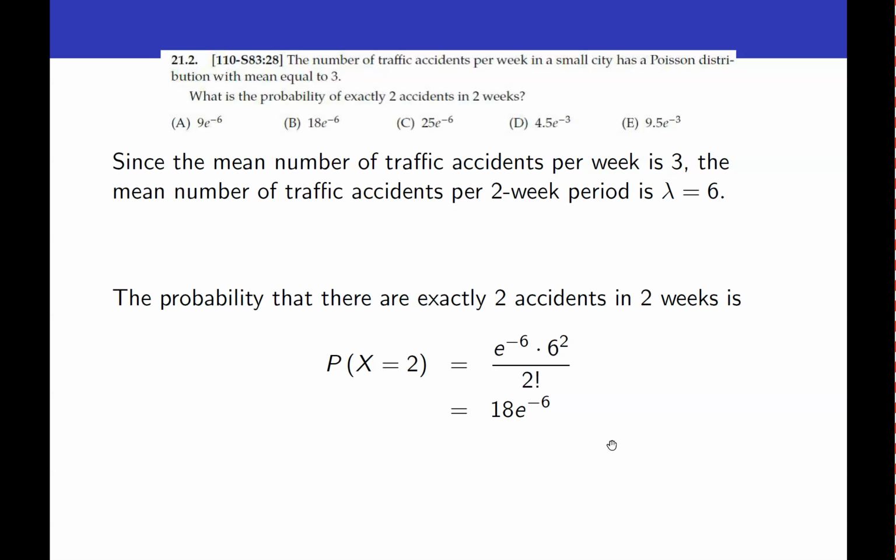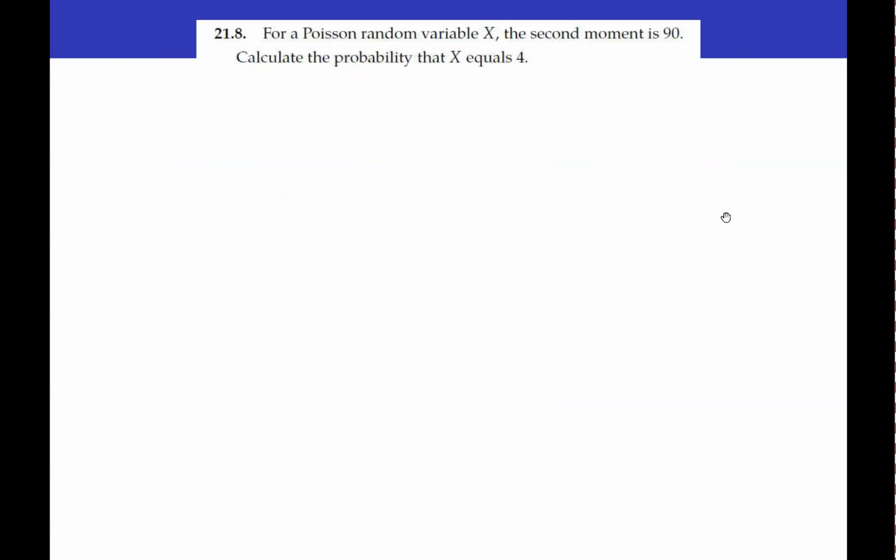Again, the point of this particular problem is the fact that we can convert one Poisson distribution to another by just looking at the time period. In this one, the time period was per week given to us. We wanted 2 weeks, so we just needed to double the mean to get our lambda for the Poisson distribution. And that is the big thing that we need for problems involving Poisson distributions, is what the lambda is. So let's look at another problem.